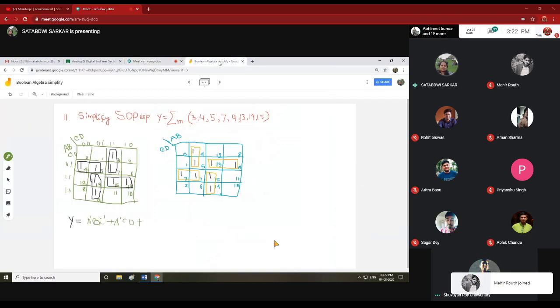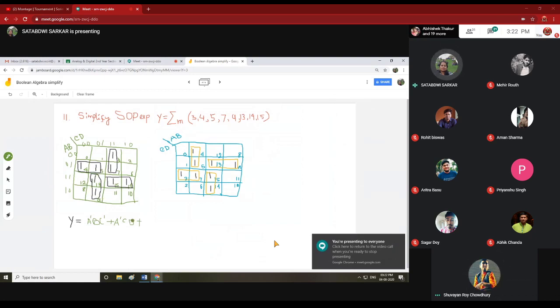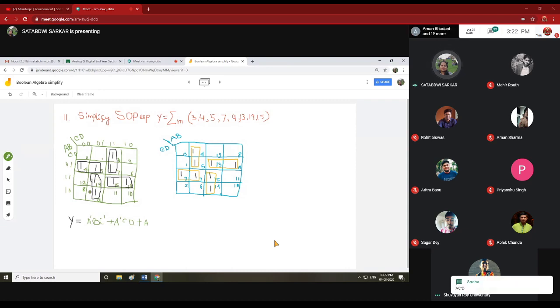Shubhayan Rao Chaudhary. Now tell me the simplified expression for this grouping, that is M9 and M13. What will be the minimum expression for this group? 9 and 13. If we make a group here, what will be the minimal expression? A C bar D. A C bar D. Okay, A C bar D. Good. Thank you, ma'am.